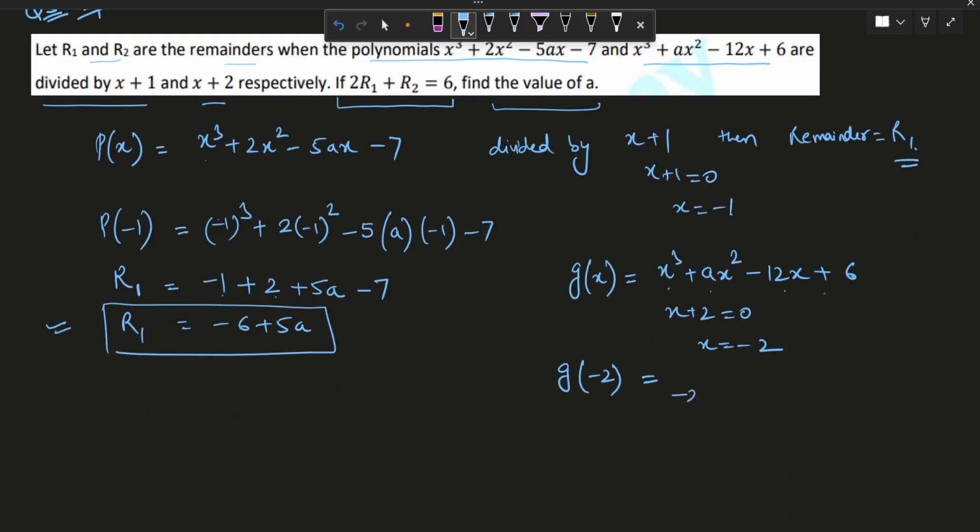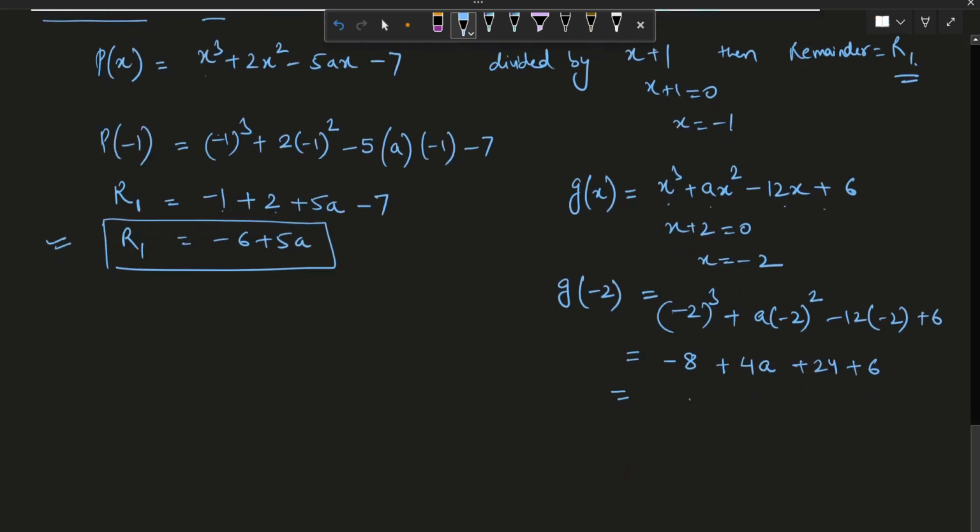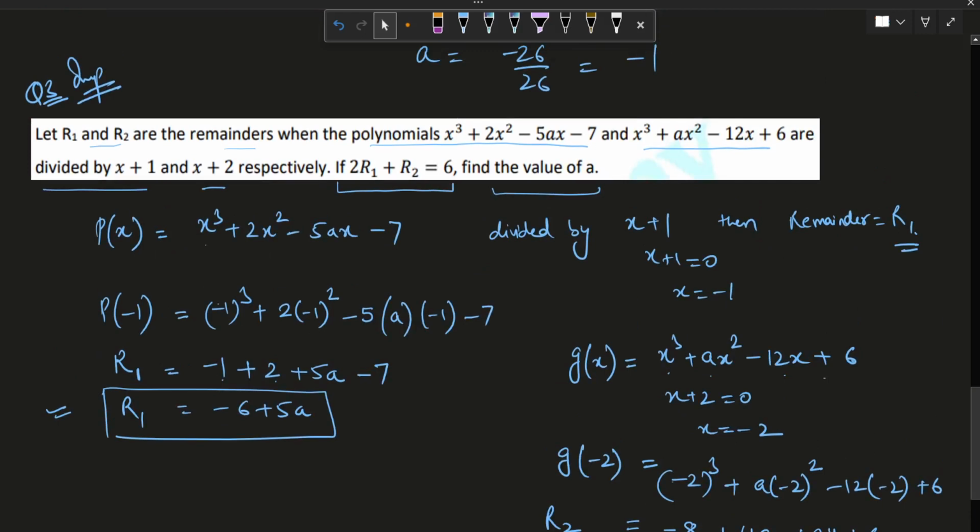Let's check once again. So -2 cube plus a into -2 square minus 12 into -2 plus 6. So what will I get? -8 because -2 का cube है, and then this will be plus 4a plus 24 plus 6. Okay, 30 minus 8 होगा 22. So 22 plus 4a, ये है रिमाइंडर 2, क्योंकि R1, R2 एज द टू रिमाइंडर्स फॉर फर्स्ट वन एंड द सेकेंड वन रेस्पेक्टिवली. क्लियर? लेट्स क्रॉस चेक, कहीं पे कोई मिस्टेक तो नहीं हुआ है.